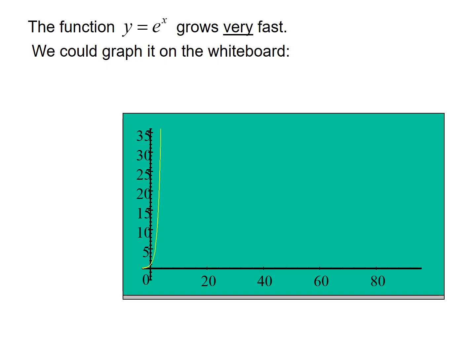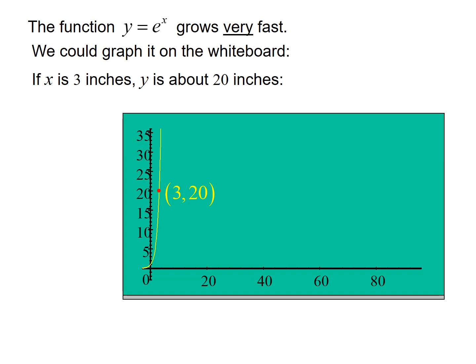You can see that if our scales are both drawn the same, this thing starts taking off pretty much immediately. So if x is 3 inches, then y would be about 20 inches. If we went over to x is 10, you can see that the graph isn't even visible at this point because it's going up so steep. The y value there would be about 1/3 of a mile.